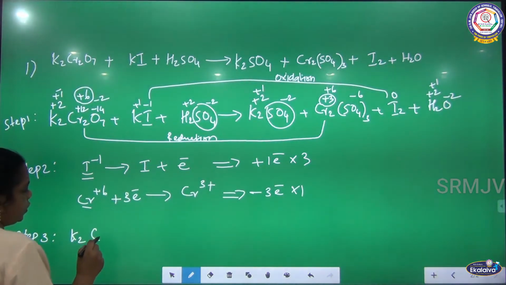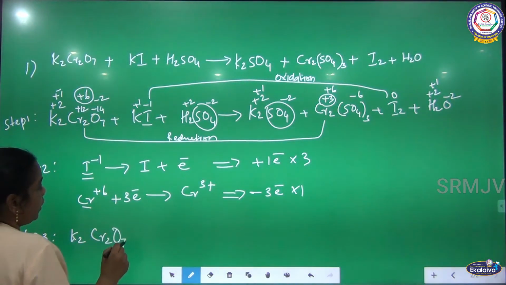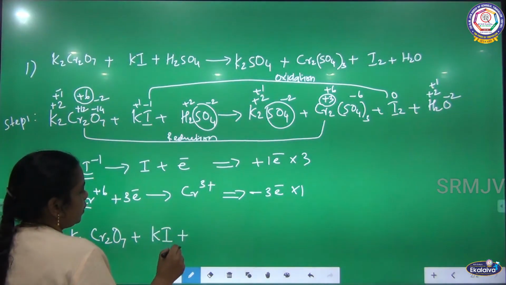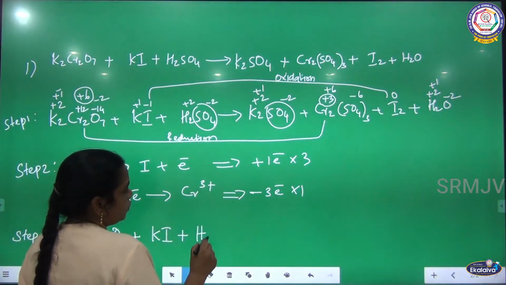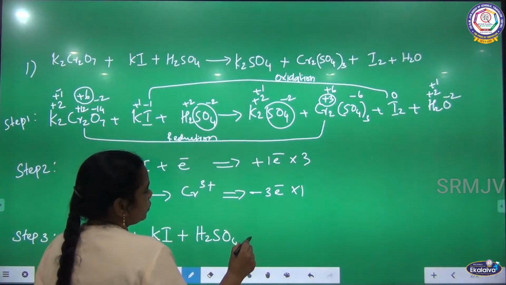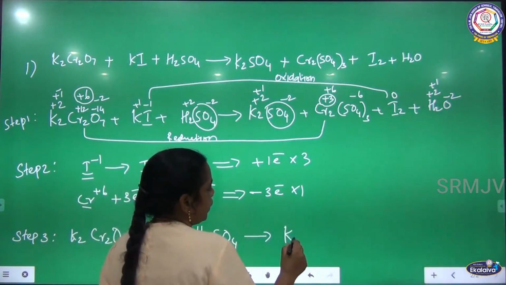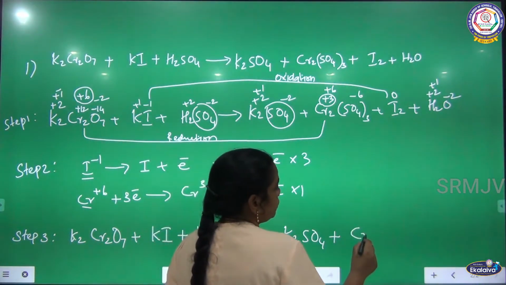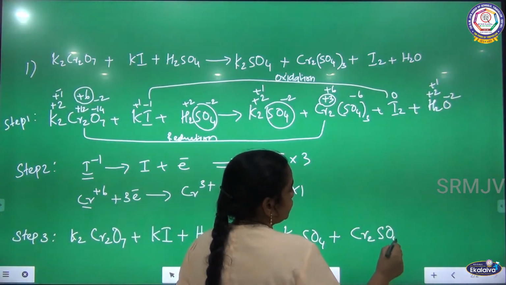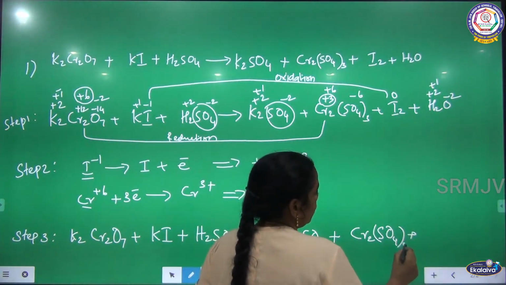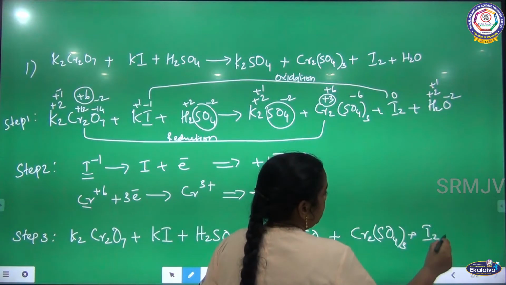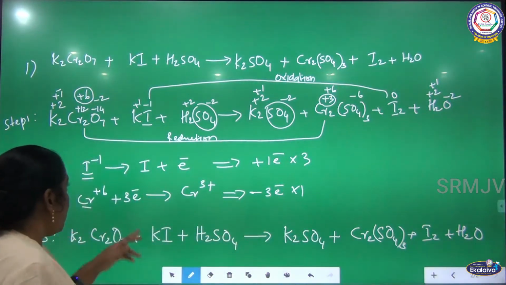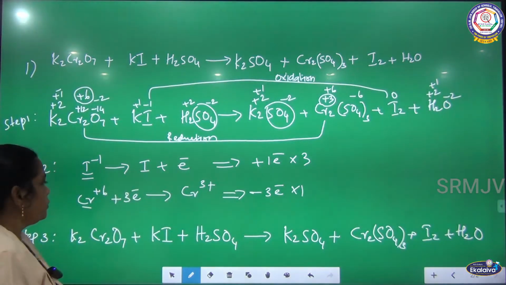K2Cr2O7 plus KI plus H2SO4 gives potassium sulfate and chromium sulfate, iodine molecule and water. Now you want to balance iodine and chromium.